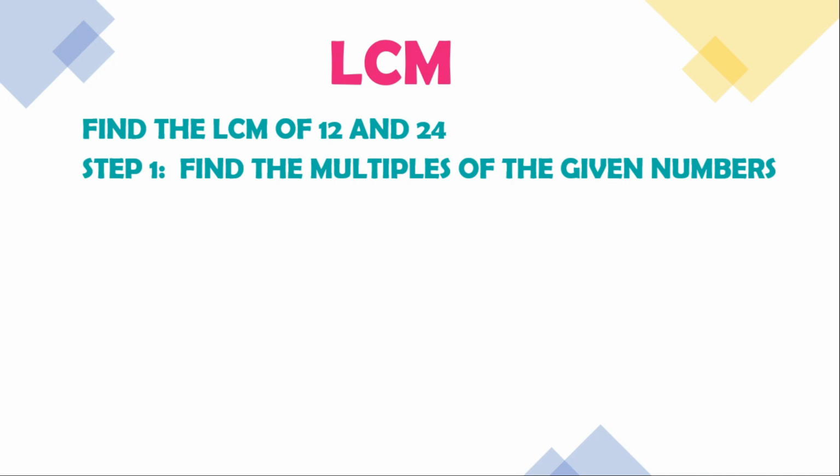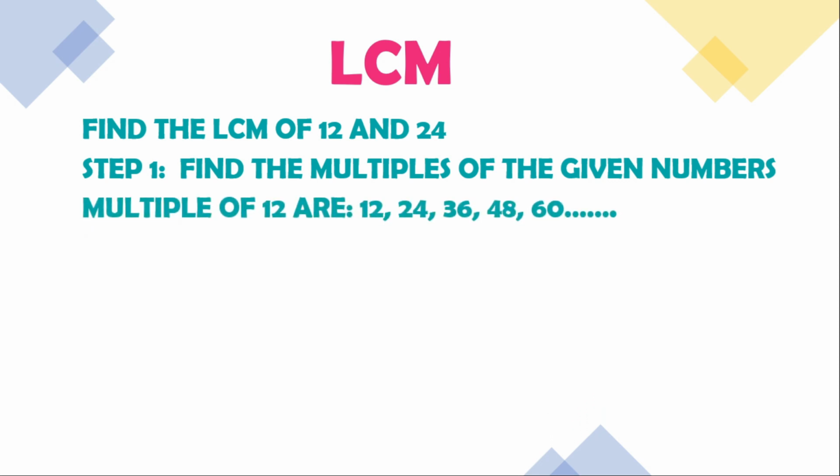If you watched my previous video about HCF, I have told about the basics of multiples and factors. So if you don't know about multiples, just watch my video. Okay, so I am going to write the multiples of 12 and 24. So the multiples of 12: 12 into 1, 12, 12 into 2, 24, 12 into 3, 36. So like that we have to find at least 5 or 6 multiples, and that's enough because multiples are unlimited.